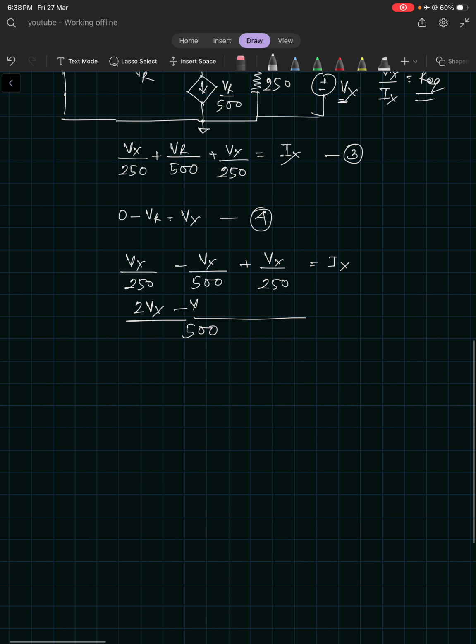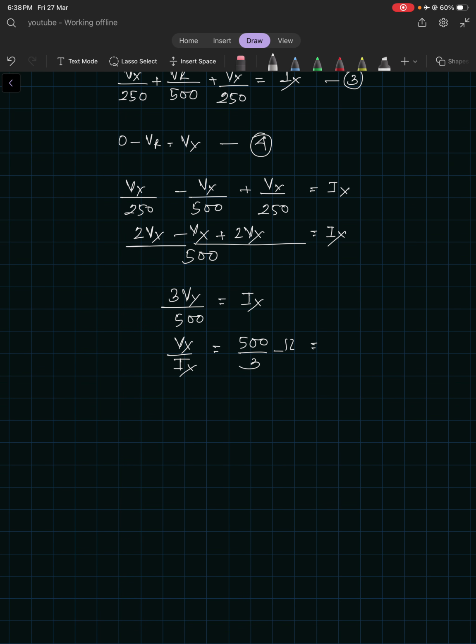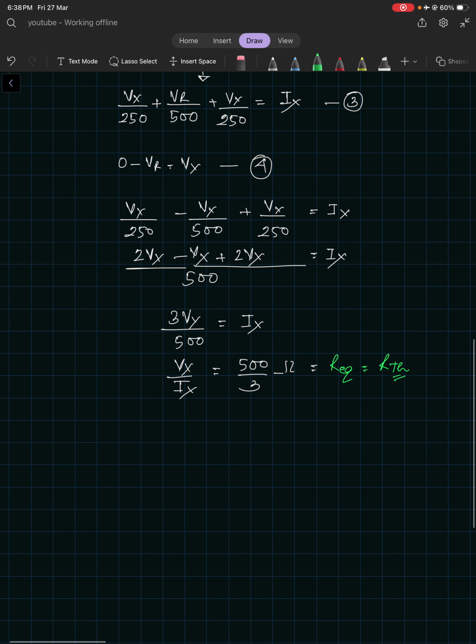So this is Vx plus 2Vx, right? And this will be 2Ix, and this would be 2 to 4, and 3Vx upon 500 is equal to Ix, and Vx upon Ix is equal to 500 by 3 ohms. So this is actually nothing but the R equivalent, or RTH. This is Thevenin's or R equivalent, same, right?